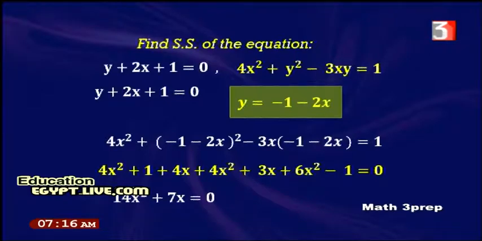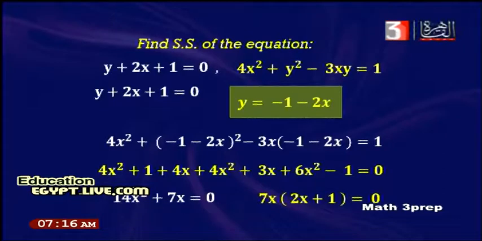Look carefully at such an equation. Can you factorize it? Of course, yes. But how? By taking 7x as a common factor. Then, to find the values inside the brackets, you are going to divide: 14x to the power of 2 divided by 7x gives 2x, and 7x divided by 7x gives 1. So it is 7x brackets 2x plus 1 equals 0.